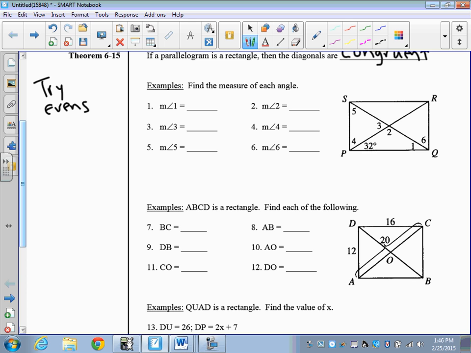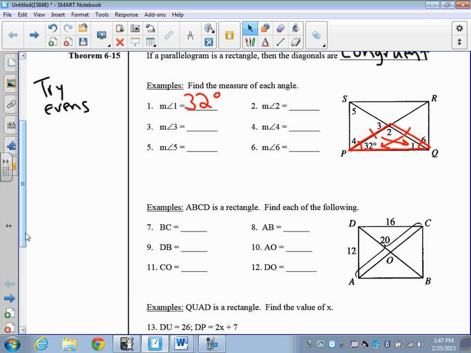So it says find the measure of each angle. Well, what's the measure of angle 1? If I look at this rectangle, I see that we have this triangle in red. This triangle is going to be isosceles because I know that the diagonals are congruent. That's what we just said above. And also the diagonals bisect each other because it's a parallelogram. So the base angles of an isosceles triangle are congruent. So the measure of angle 1 is going to be 32 degrees.